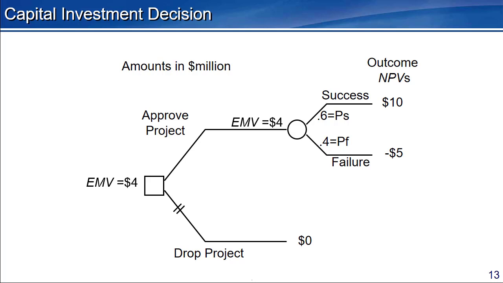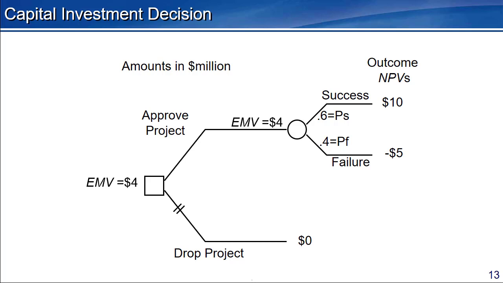In this model, the actual project outcome will be either plus 10 or minus $5 million. However, over a long run, many investments like this will add $4 million NPV on average to the company. This example shows application of the EMV decision policy, which represents a neutral risk attitude.